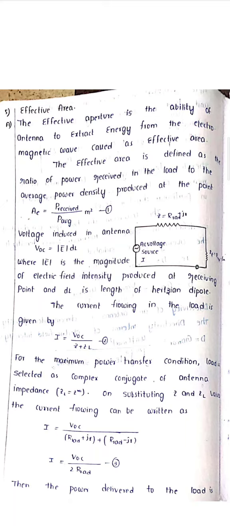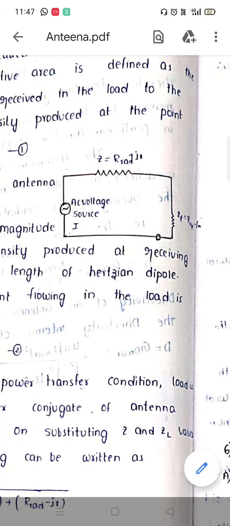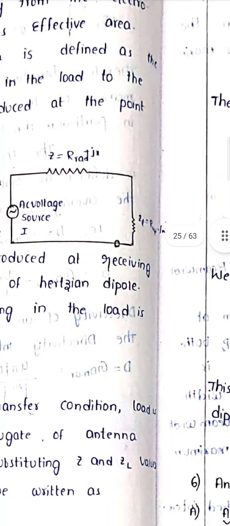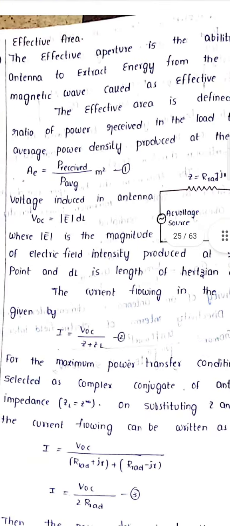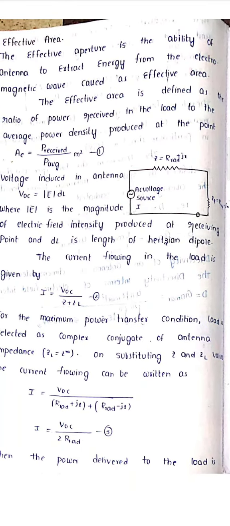Effective area is defined as the ratio of the power received in the load. So it is like one current source connected to a resistance and to a load resistance. Here Z is equal to R radiated plus jX. So the load impedance is R radiated minus jX.